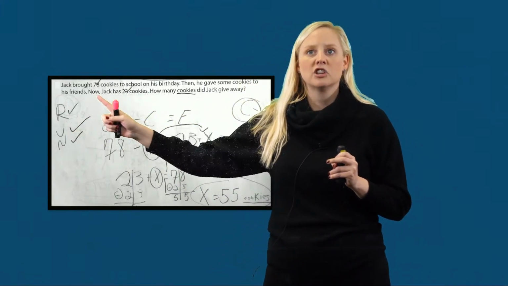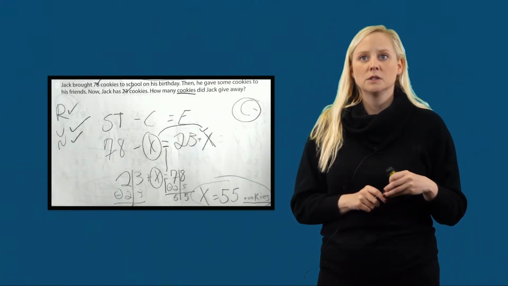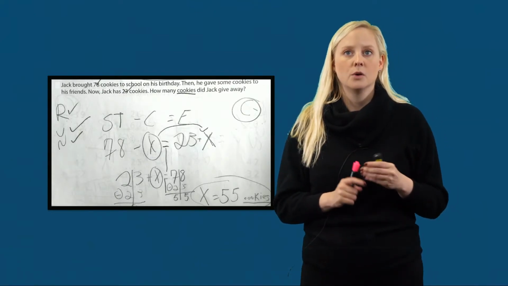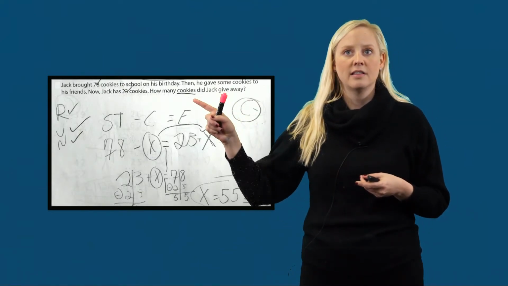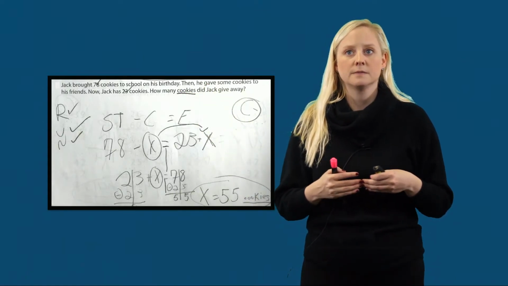Let's read it. Jack brought 78 cookies to school on his birthday. Then he gave some cookies to his friends. Now Jack has 23 cookies. How many cookies did Jack give away? We read the problem, underlined the label. All the numbers were talking about cookies, so there was no irrelevant information.